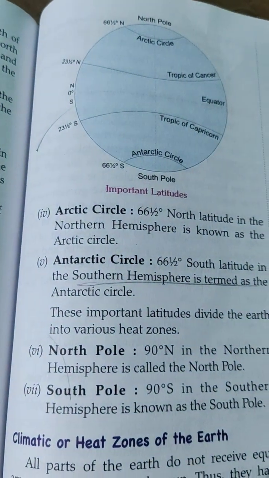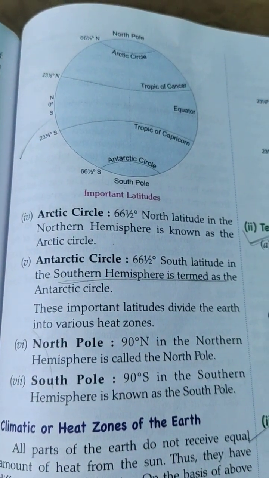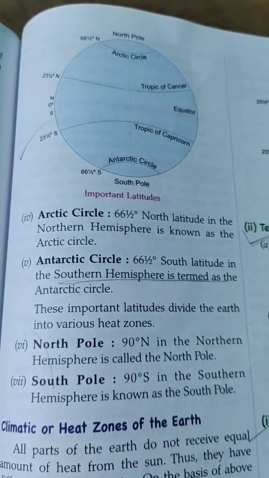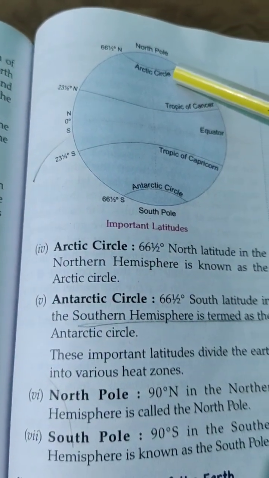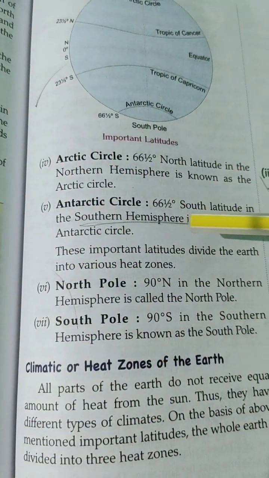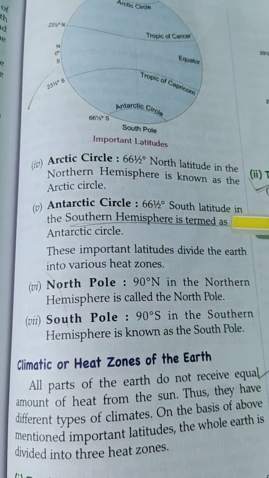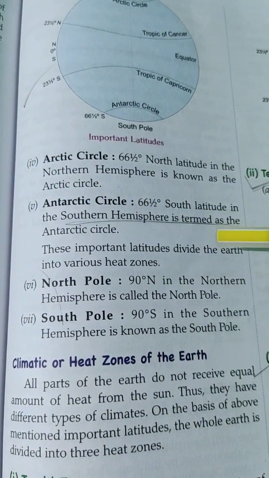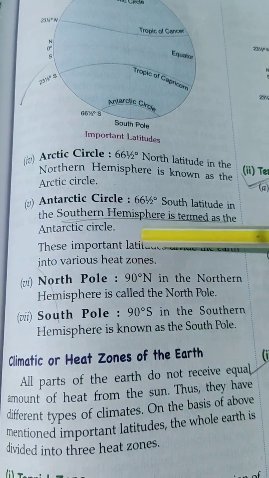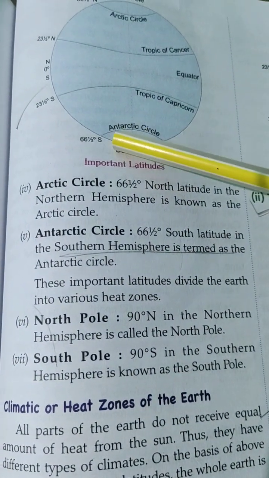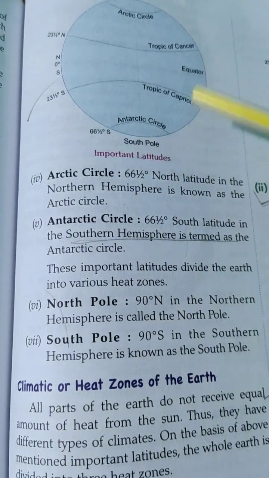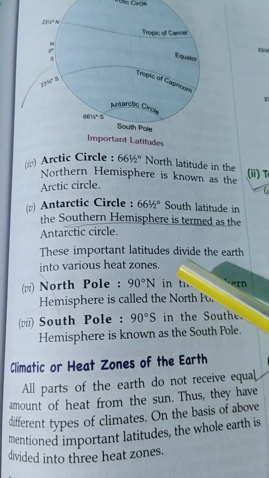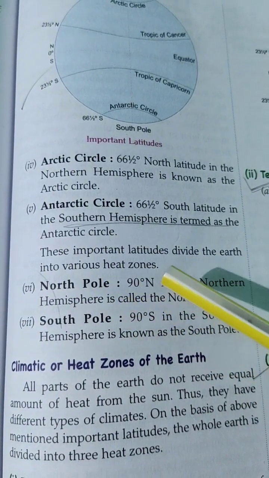Next we will see Arctic Circle, that is 66½ degree north latitude in the northern hemisphere, is known as the Arctic Circle. Here, this is Arctic Circle, 66½ degree north. Next, Antarctic Circle, 66½ degree south latitude in the southern hemisphere, is termed as the Antarctic Circle. See children, Antarctic Circle, 66½ degree south. These important latitudes divide the earth into various heat zones.